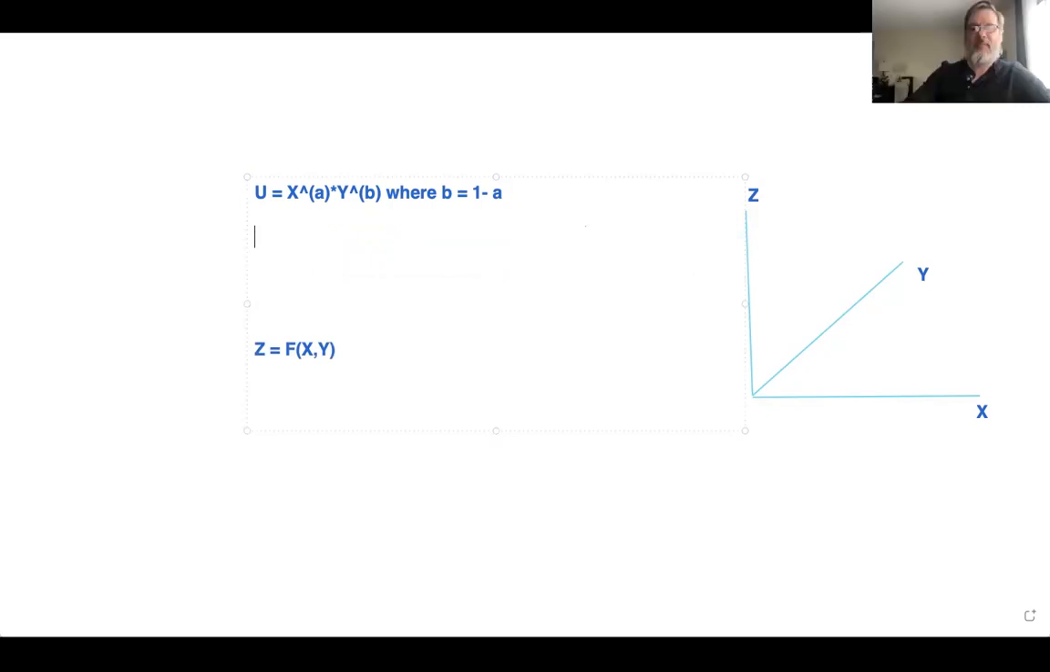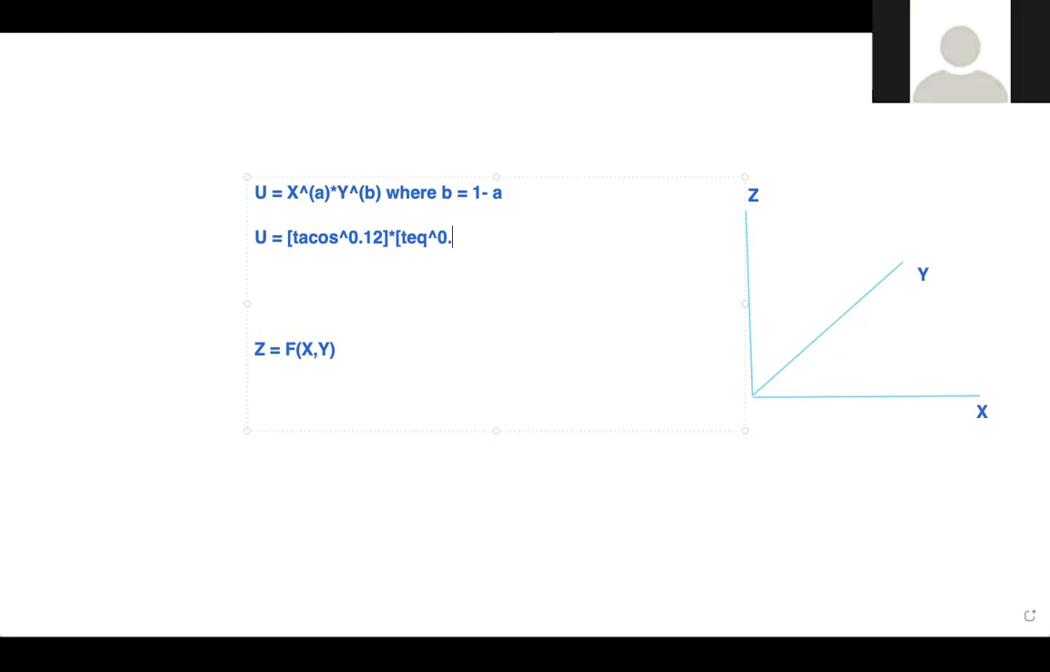Yeah, so far. Yeah, so we would have U, and X and Y are just consumption goods. In this case, if we want to graph X on the first horizontal axis, so it'll be tacos raised to the 0.12 power, right? And we can be explicit and put some brackets around it, times tequila, raised to, in this case, what would be the power? 0.88, yeah.